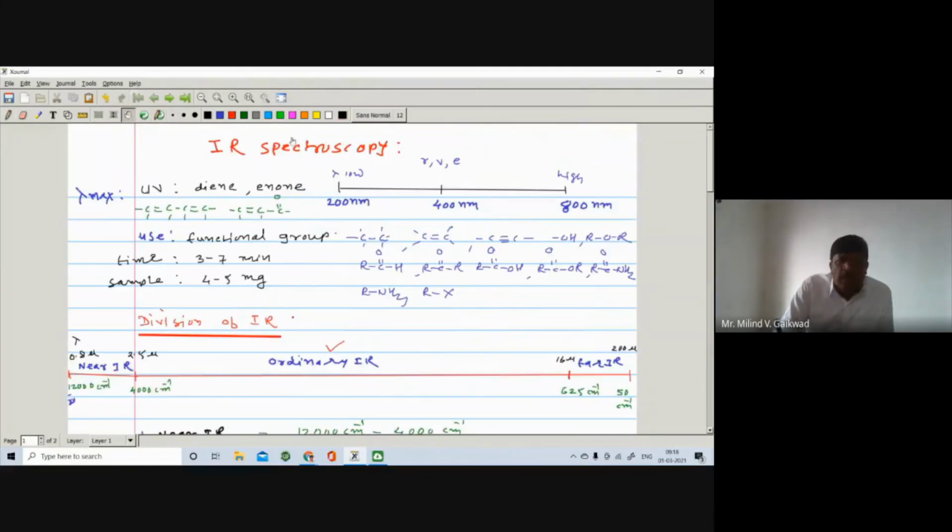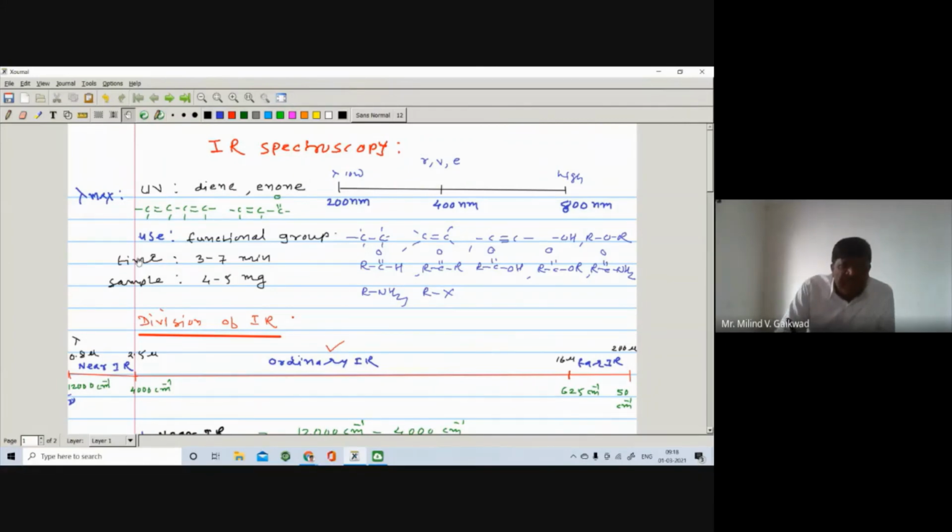So what have we learned? We have learned that UV is in the range 200 to 800 nanometer. These undergo rotational, vibrational, and electronic transitions. Why? Because it has more energy, so it undergoes electronic excitation, and with electronic excitation, it also undergoes vibrational and rotational changes. It is useful to find out the presence of dienes and conjugated systems.